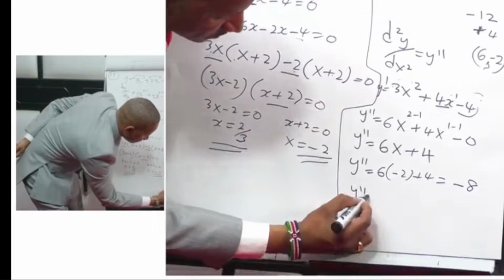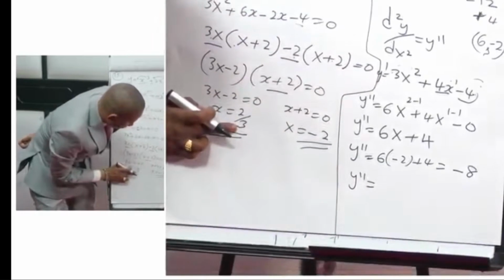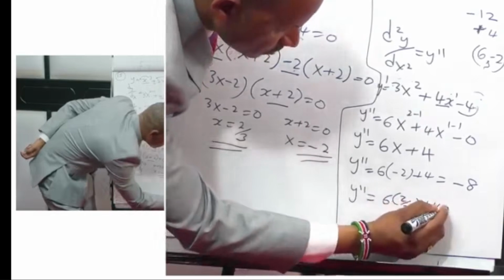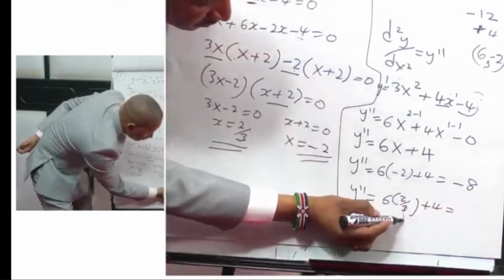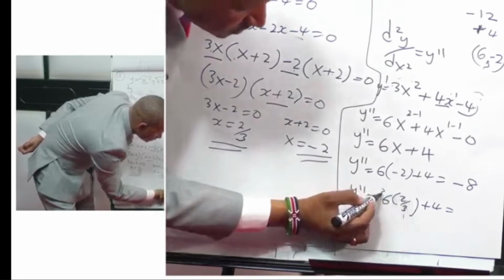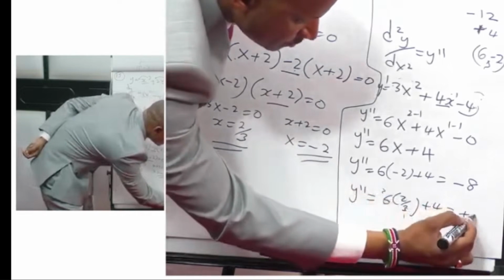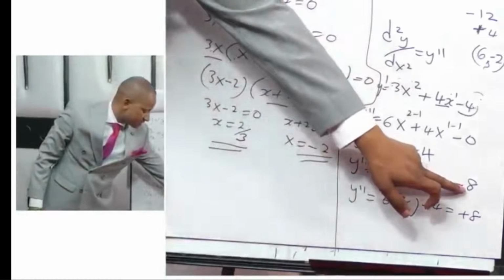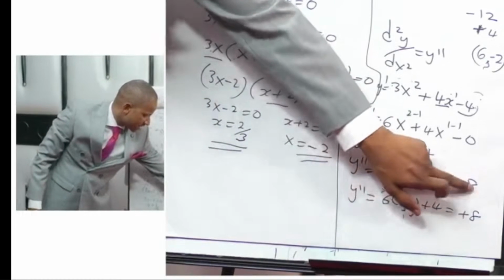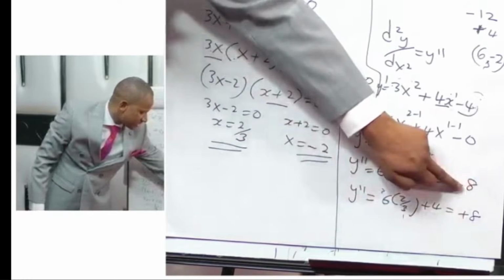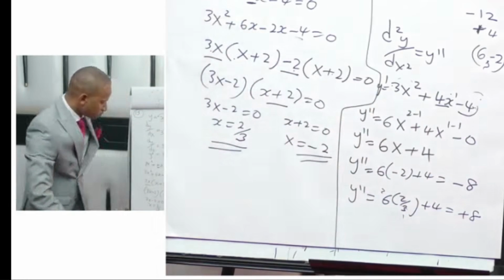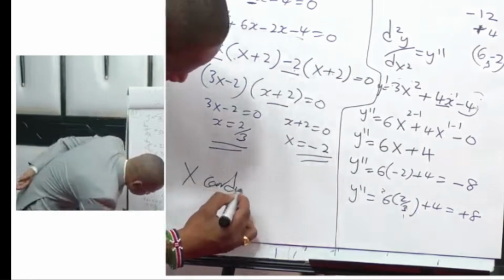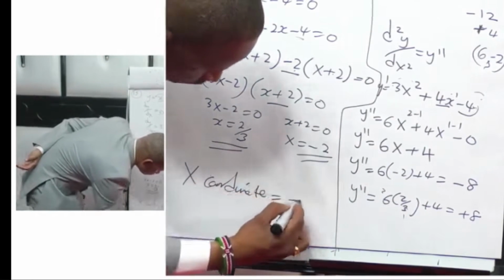Get the other one. Use 2 over 3. You get 6 into x, which is 2 over 3, plus 4. 3 here 1, 3 here 2. This is 2. This is 4 plus 4 is 8. Positive 8. So the second derivative is giving us negative 8 and positive 8. So you take the value of x that gave you this negative, which is negative 2. So our answer, the x coordinate, equals negative 2.